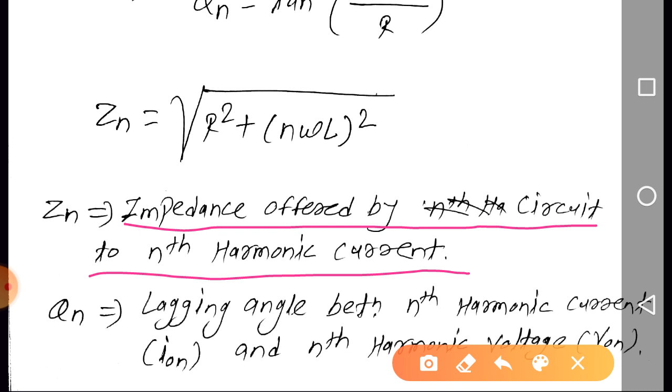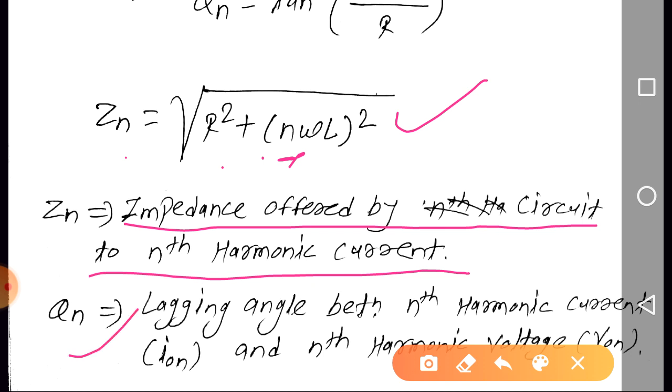So for the fundamental, it will have lesser opposition. For n is equal to 1, Z1 is under root R square plus omega L bracket square. But for the third harmonic, Z3 is equal to under root R square plus 3 omega L bracket square. So impedance will be increasing. For the fifth harmonic, it is under root R square plus 5 omega L bracket square, right? Similarly for 7th, 9th, 11th and so on. Are you getting the point?